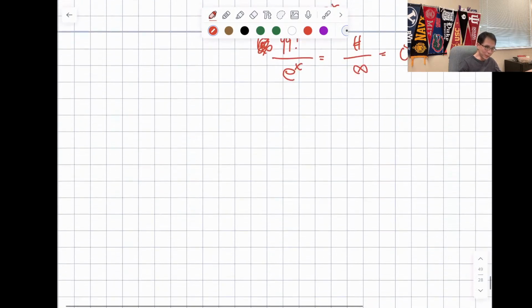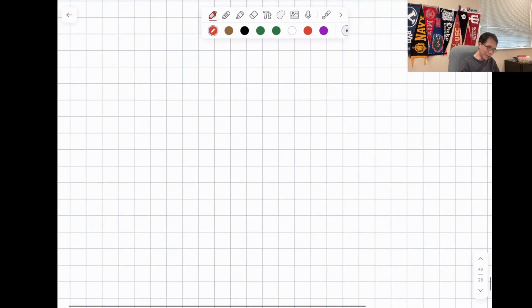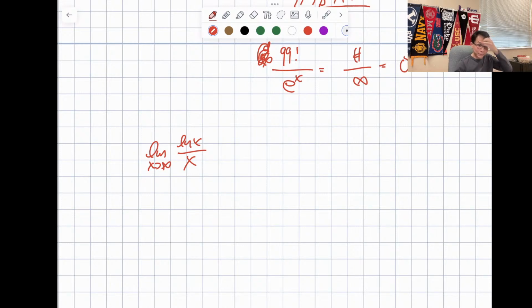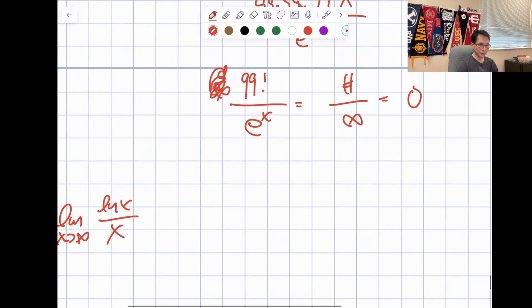So I'm going to give you a couple of questions, see if you guys can handle them. The next one is, L'Hopital's rule says: limit as x approaches infinity of natural log of x over x. Is that infinity over infinity? No, that's just a number. And then why would it be infinity? e to the infinity?